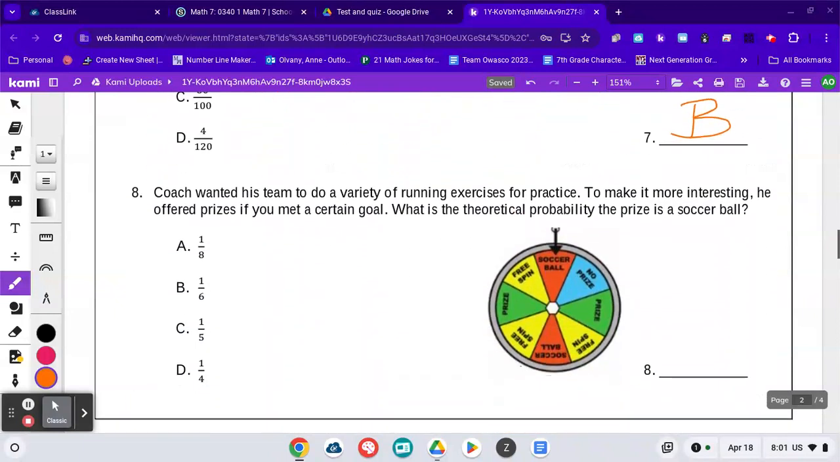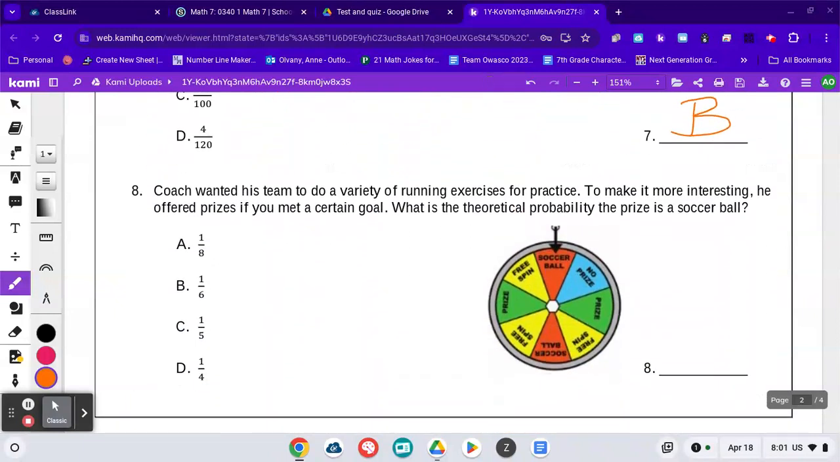Number 8, Coach wanted his team to do a variety of running exercises for practice. To make it more interesting, he offered prizes if you met a certain goal. What is the theoretical probability the prize is a soccer ball? So again, we're talking about probability. We need the part over the whole.